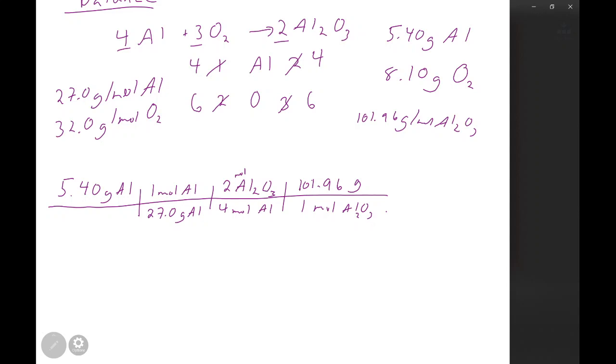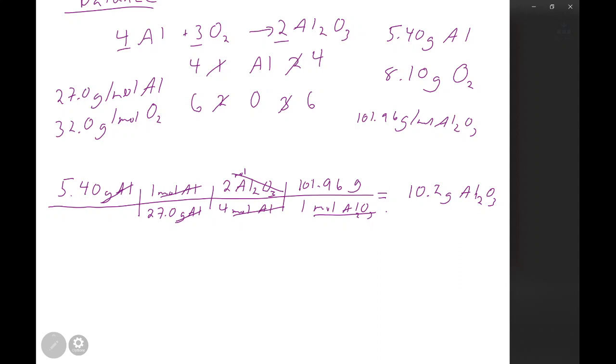Now if we go through and do this calculation, we'll say 5.4 times 2 times 101.96 divided by 27 divided by 4. That will give us an answer of 10.2 grams of aluminum oxide. Let's double check our units: grams of aluminum, moles of aluminum, moles of aluminum oxide. We're left with grams of aluminum oxide. So our units check out there.